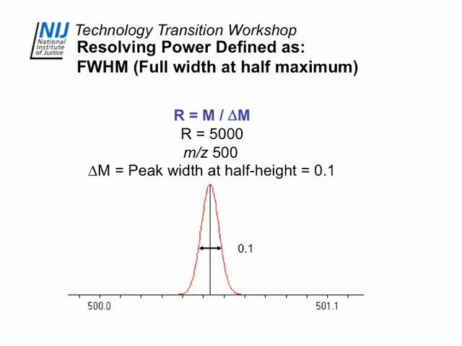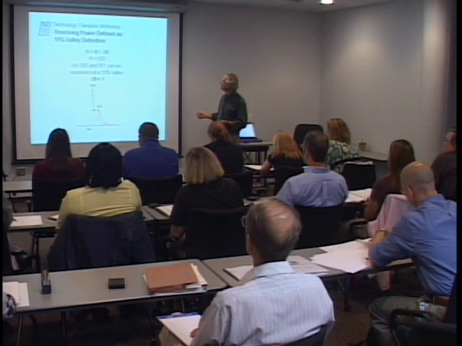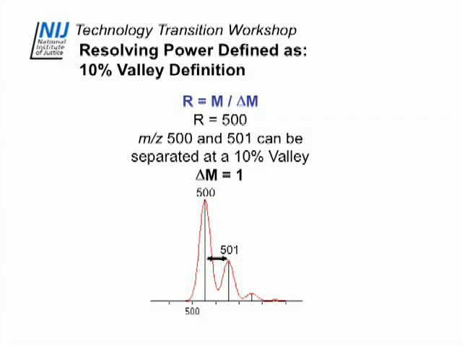If we take the same definition, same units, let's say resolving power of 5,000, and we have, no, I'm sorry, resolving power of 500, then that means that mass 500 and 501 can be separated. So in this case, the 10% valley definition just means that there is a valley of 10% between the two peaks, and you can separate mass 500 and 501.